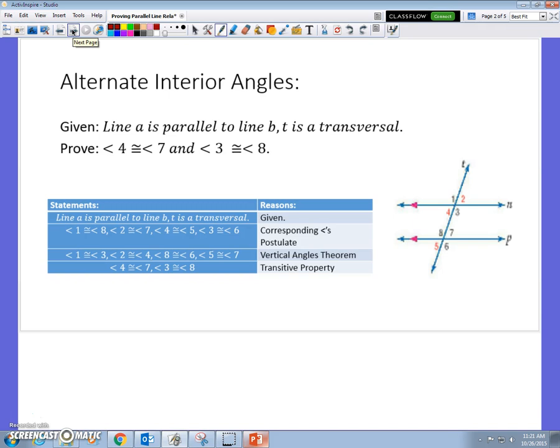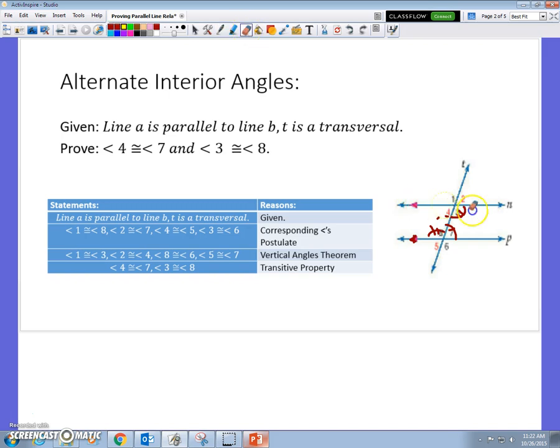Okay, they tell us that A is parallel to B and that T is a transversal. So these are in fact parallel. That's what the little arrows signify. We need to make sure that we are proving angle 4 and angle 7 are congruent, and we also want to do angle 3 and angle 8. Those are the two sets of alternate interior angles. So this is the alternate interior angles proof.